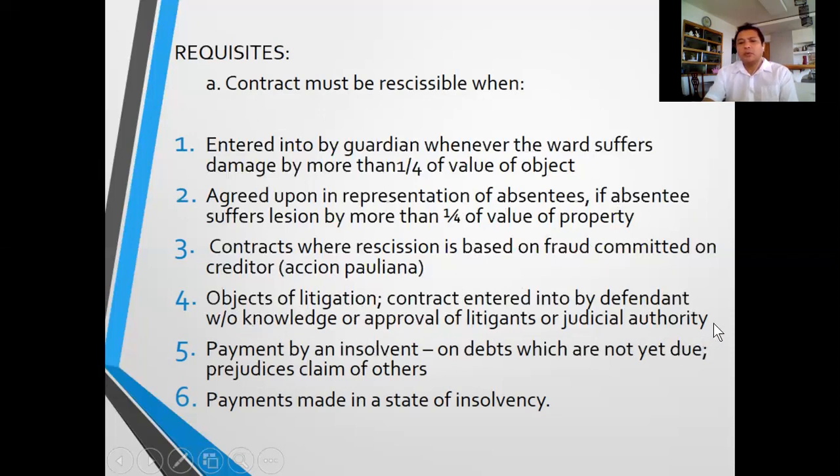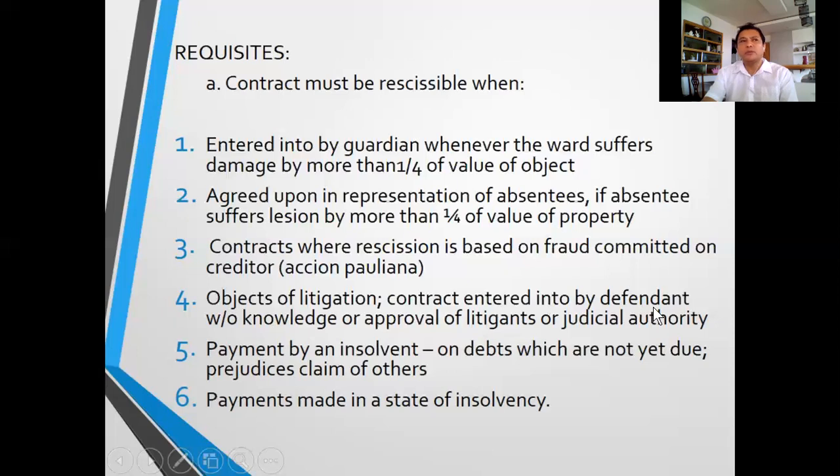Fourth, when the object of litigation is the subject of a contract entered into by the defendant without the knowledge or approval of the litigants or judicial authority. So the object of the contract here is the subject matter in a case or a litigation. Litigation is a pending case in court. So there is a case in court and the subject matter is this property, and the property has been sold by the defendant.